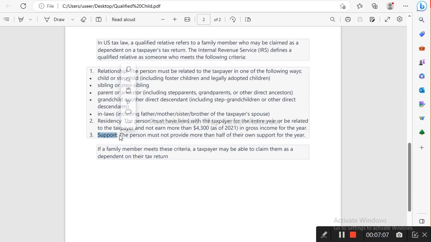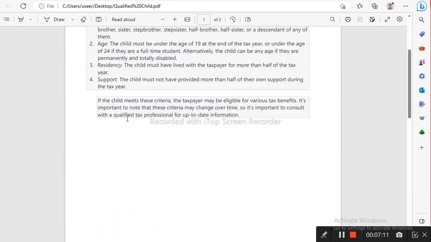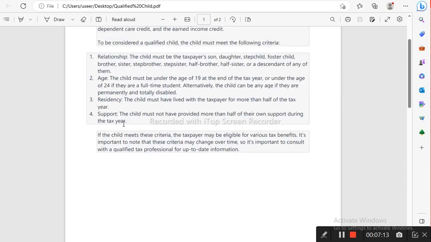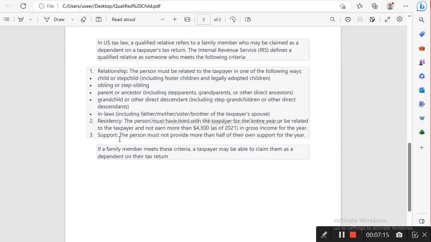Third test is support. As we saw in the child criteria, in the relative criteria it's almost the same, completely the same, sorry. The person must not provide more than half of their own support for the year.